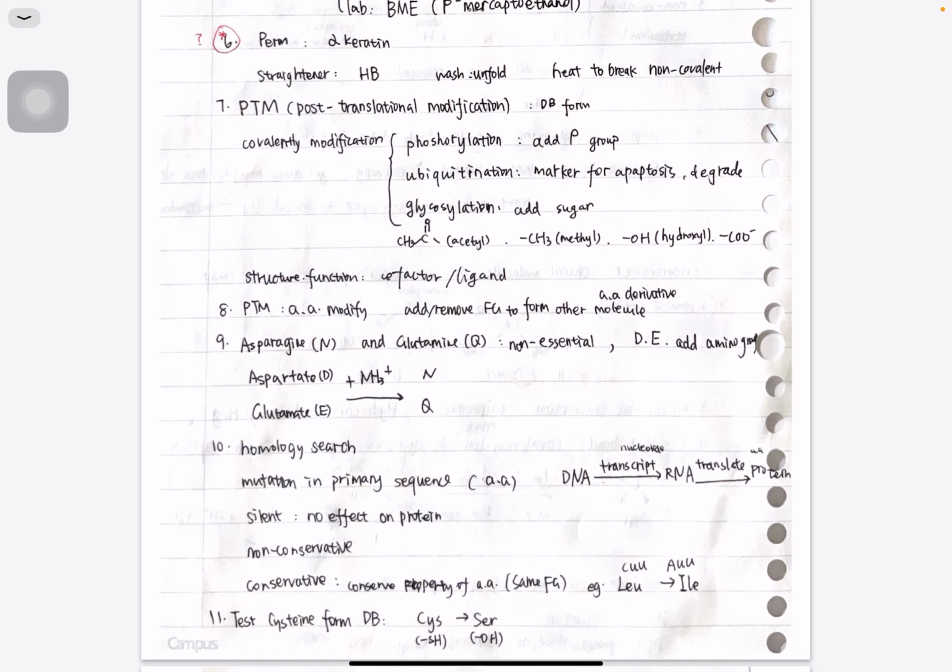And there's homology search. We know the central dogma of biology: DNA is transcribed to RNA and translated to protein. If we have a mutation in our primary sequence, that means in our amino acids, there are three types of effect. The first one is silent. That means there's no effect on the protein.